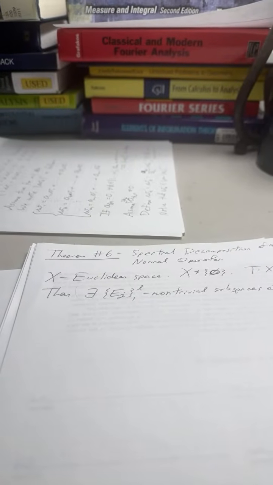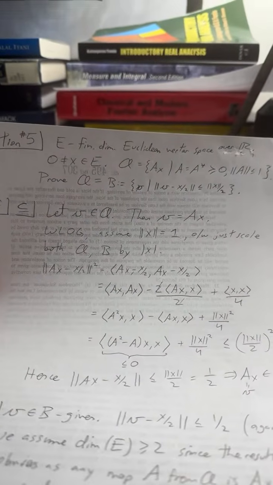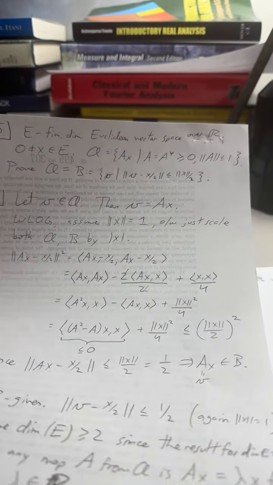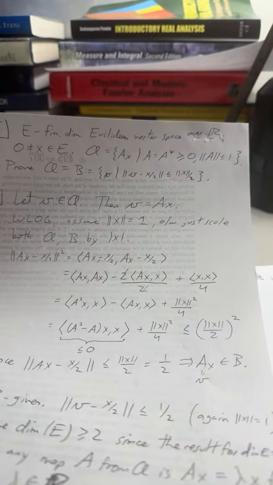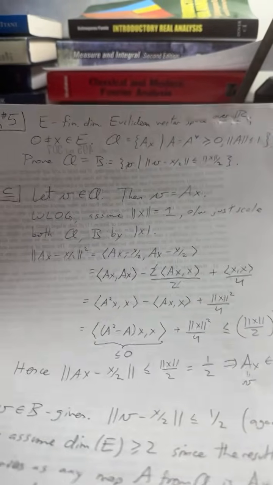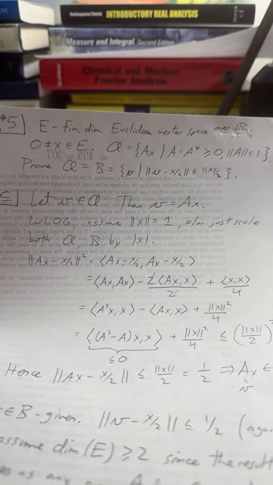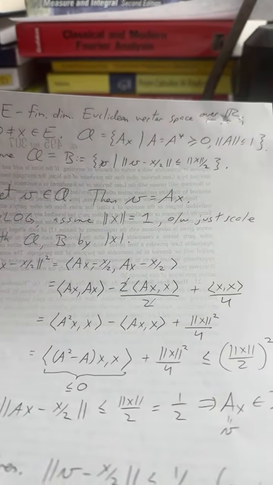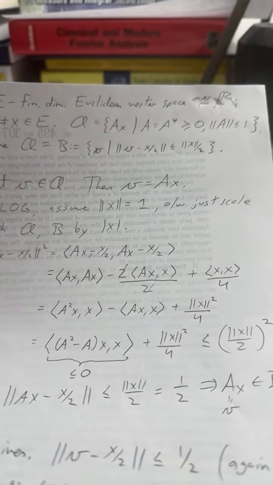I guess we'll start with question number 5. E is a finite dimensional Euclidean vector space over the real numbers. X is a non-zero vector. Curly A is the set of all AX where A equals A star, positive definite, and the norm of A is bounded above by 1. Prove that curly A is equal to the ball given as follows: norm of V minus X over 2 is bounded above by norm of X over 2.